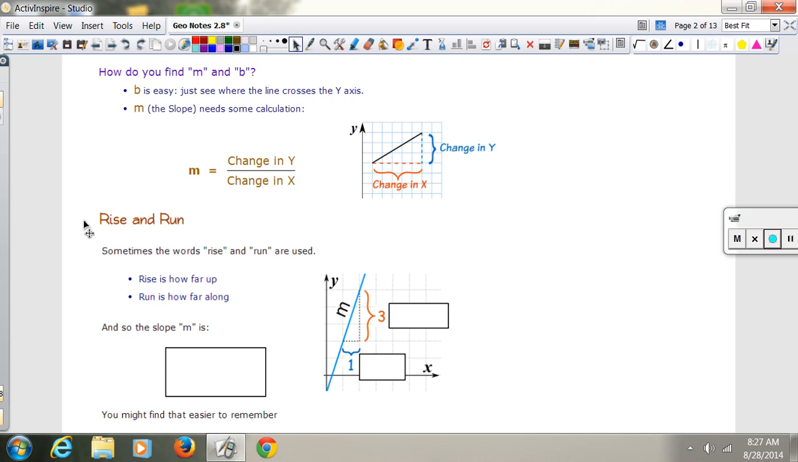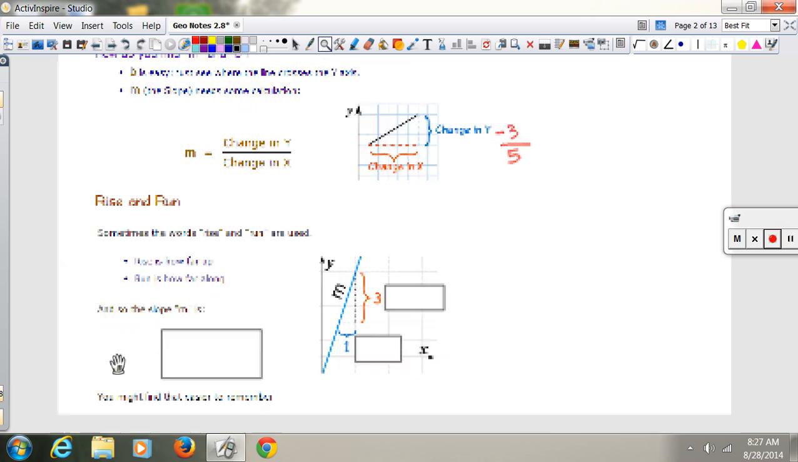Another way that we use it is we call it rise over run. So in this problem right here, your rise is 1, 2, 3. Your run is 1, 2, 3, 4, 5. And it's actually a negative 3 and a 5 because you're going down 3 and over 5. So this would have a negative 3/5 slope. It's the change in y over the change in x. Again, we call it rise over run.